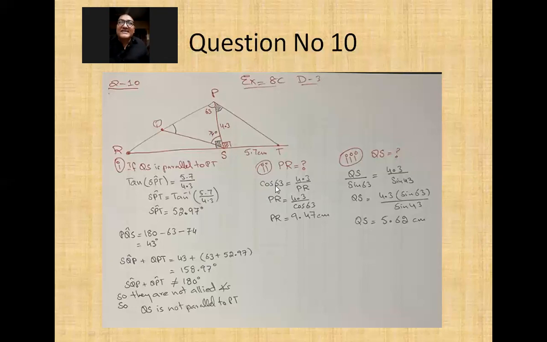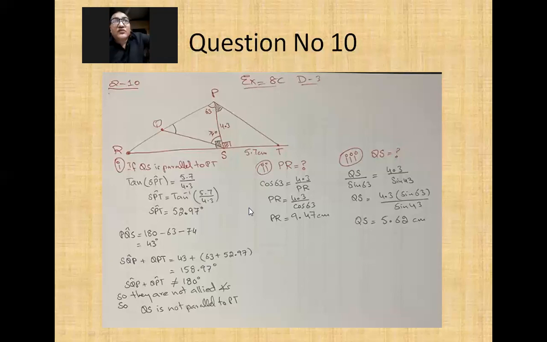So I can use cos 63 is equal to base, which is 4.3, divided by the hypotenuse. That's PR, which I want to find out. So I will take the PR to this side and the cos 63 will come downstairs. So PR will be equal to 4.3 divided by cos 63. In your calculator, you will write 4.3 divided by cos 63 equals, and you will get the answer 9.47 centimeters. So the PR length is 9.47 centimeters. So this is how you will find the PR side. This is how you will solve the second part of this question.